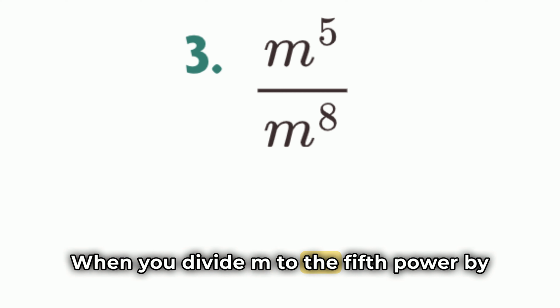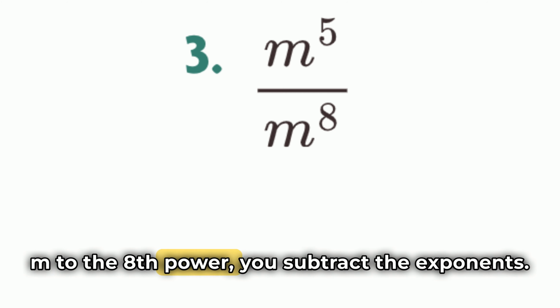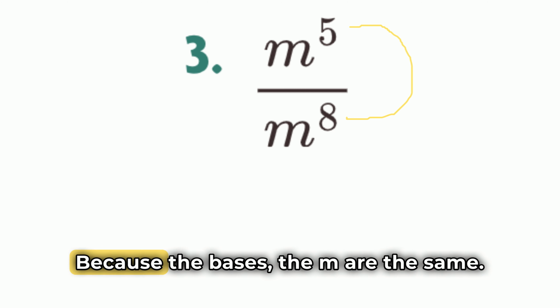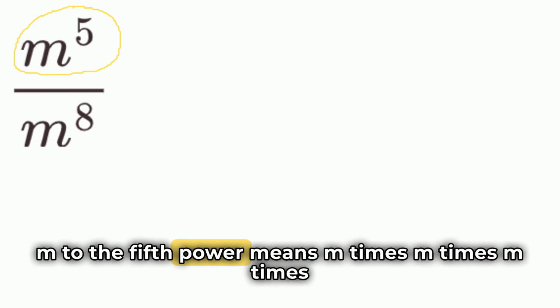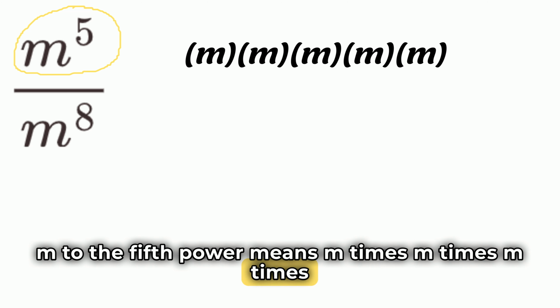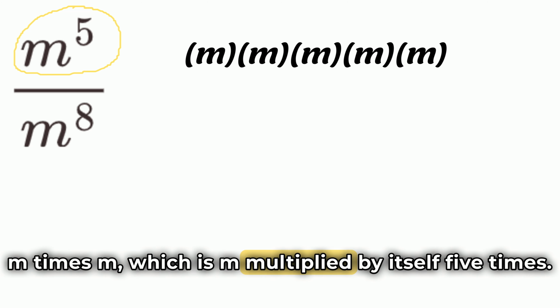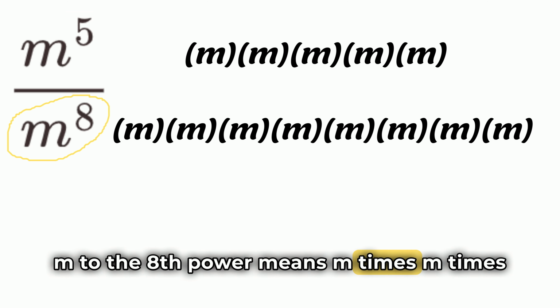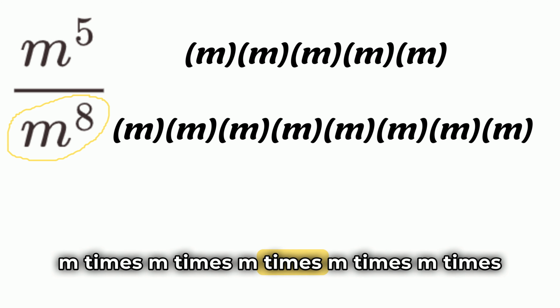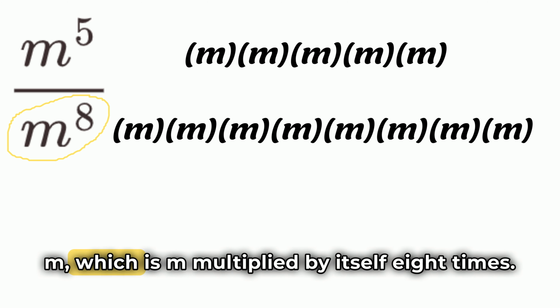When you divide m to the fifth power by m to the eighth power, you subtract the exponents because the bases, the m, are the same. Here's how it works step by step. m to the fifth power means m times m times m times m times m, which is m multiplied by itself 5 times. m to the eighth power means m multiplied by itself 8 times.